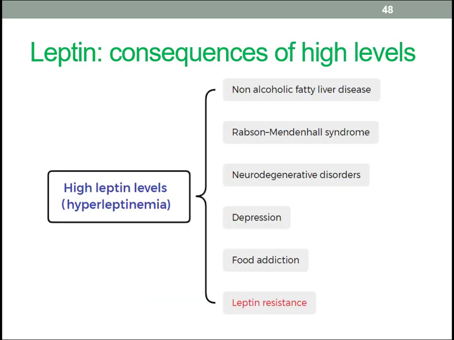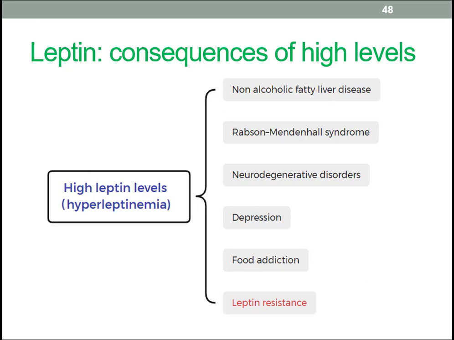So, consequences of high levels. I'm not sure these are specifically relevant to the module, the main exception being leptin resistance, of which more soon. The condition has a long name. High leptin levels, hyperleptinemia, I can't even pronounce it, you can pronounce it yourselves. When we see hyper, it usually indicates high levels, so hyperglycemia, for example.